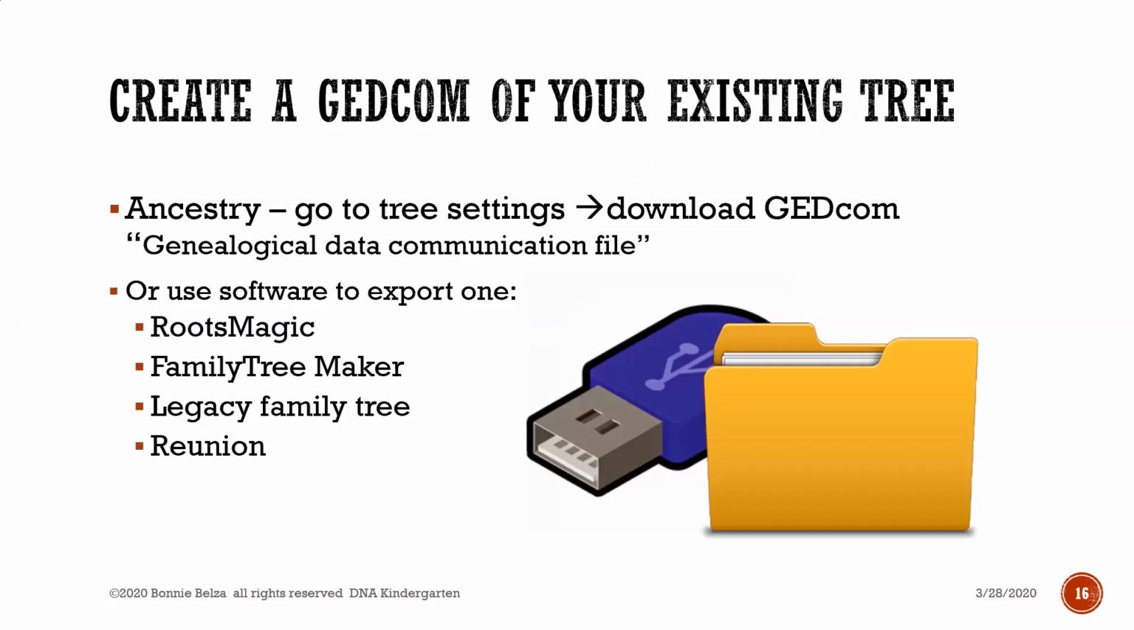You can get, for example, a downloaded GEDCOM from Ancestry by going to your tree settings, which are under your tree in the upper left-hand corner. When you get to that page, scroll down toward the bottom and you'll see a place to click to request a download of your GEDCOM. Depending on the size of your tree, it could take a few moments, and the button will turn green when it's ready to download your GEDCOM. You can then save it to a file on your computer, or you can save it to a flash drive.